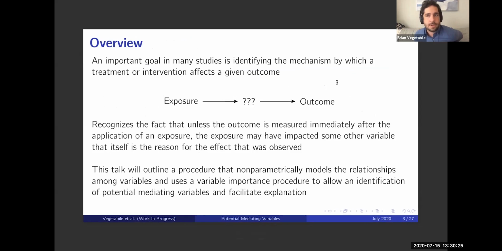You've sat through 2 talks, you get the idea right now that a goal in a lot of studies is to identify the mechanism by which a treatment or intervention really affects an outcome. So if you have some exposure, there's something that's occurring in between the exposure and the outcome. And it recognizes this fact that unless the outcome is measured immediately after the application of the exposure, many things could have happened. So the exposure could have impacted some other variable that itself is the reason for the effect that was observed. And so in this talk, we'll talk through non-parametrically modeling relationships among variables and using variable importance measures to hopefully identify potential mediating variables that can help facilitate explanation.